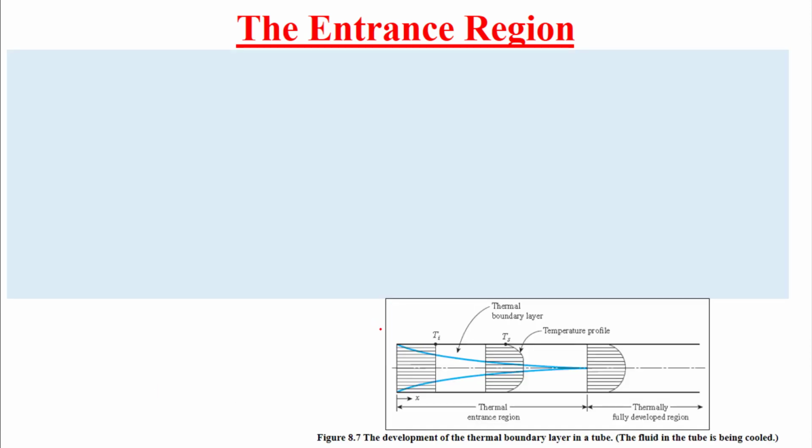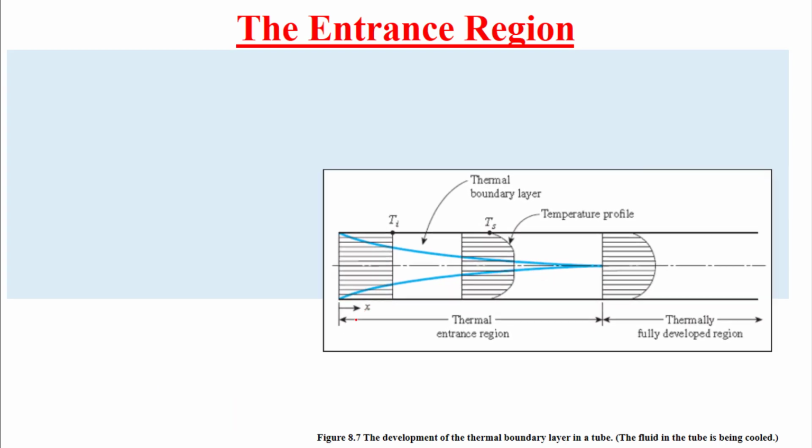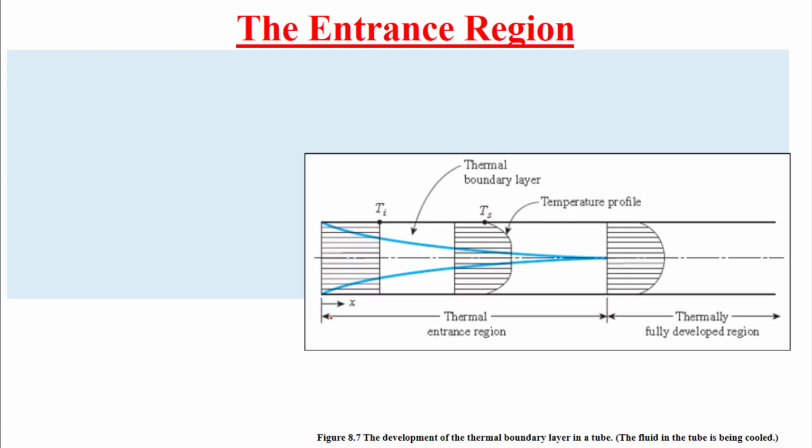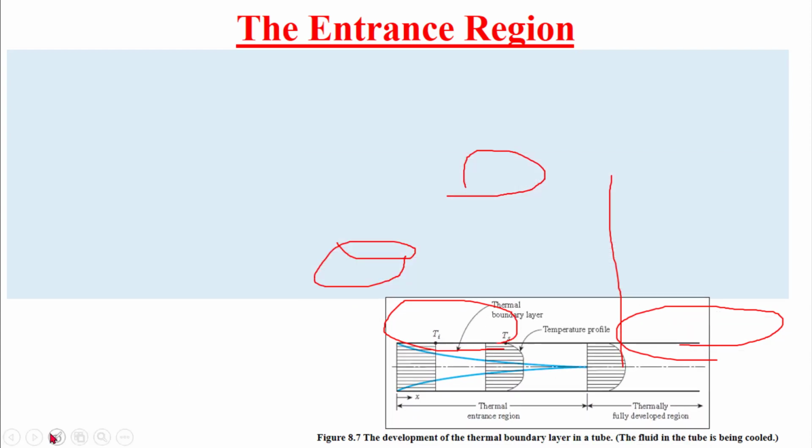Now, this slide is special for the temperature profile and temperature pipe divisions. Again we have the same regions. This is the thermal entrance region, or thermal developing region. This is the thermally fully developed region. We have the same effect: a thermal boundary layer and a core region.